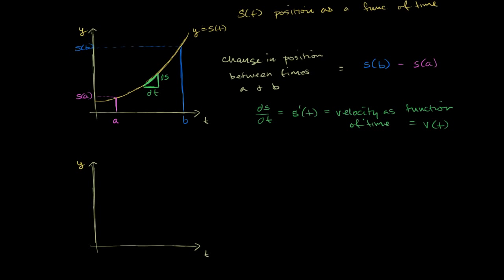to v of t. And if this really is a parabola, then the slope over here is 0. The rate of change is 0, and then it keeps increasing. The slope gets steeper and steeper and steeper. And so v of t might look something like this. So this is the graph of y equals v of t.